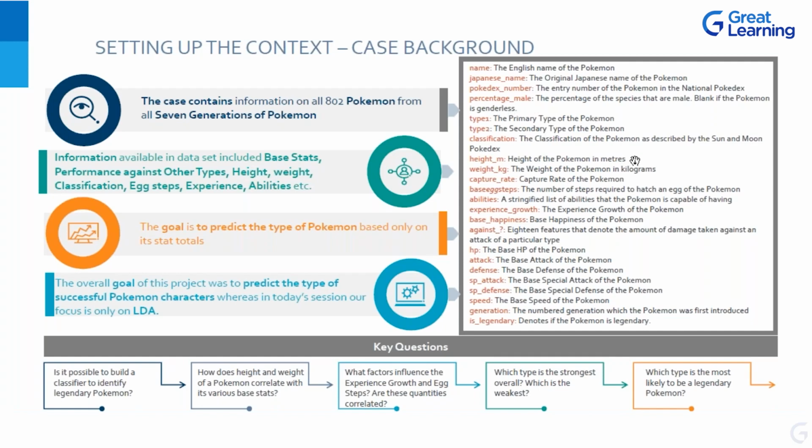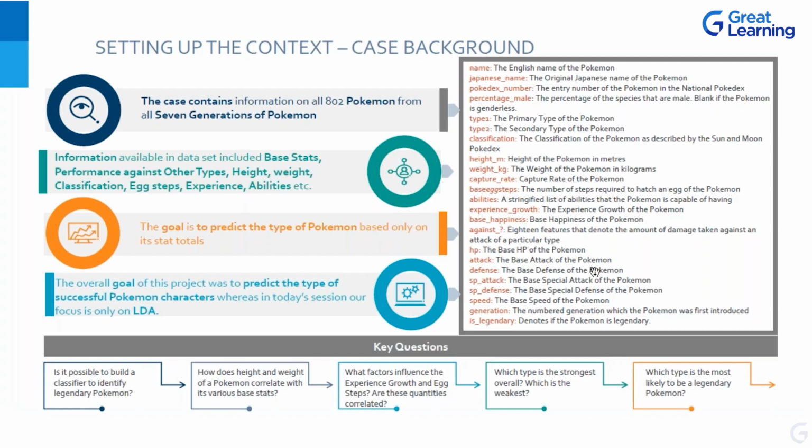the percentage of male as a percent of the total, because there were genderless Pokemon as well. So there is a primary and a secondary type of the Pokemon. There was a classification described because of the Sun and the Moon Pokedex, height and weight of the Pokemon, the capture rate, the base egg steps. So the count of the steps that are required to hatch an egg for the Pokemon is the base egg steps, the abilities that the Pokemon is capable of having.